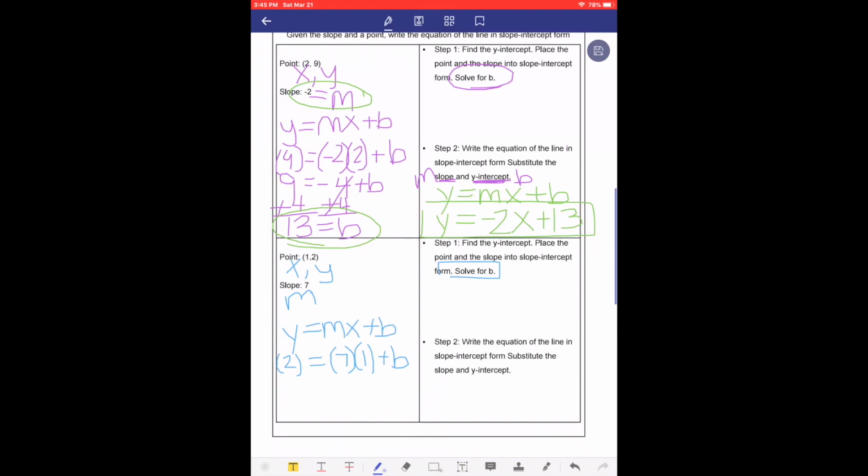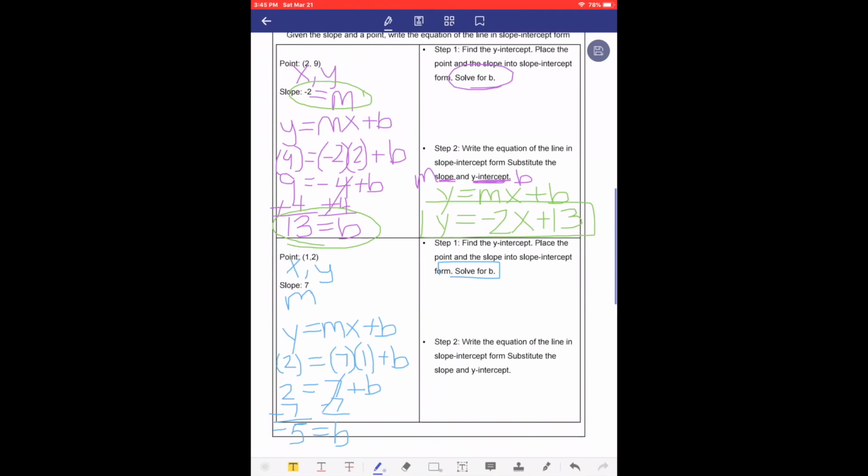Now you want to simplify this. 2, we can bring that down, we can't simplify 2. 7 times 1, if you put in your calculator 7 times 1, you'll get 7. Plus b. Now we want to subtract 7 on both sides because that 7 was positive. Subtract 7. 2 minus 7 is negative 5. So negative 5 equals b.